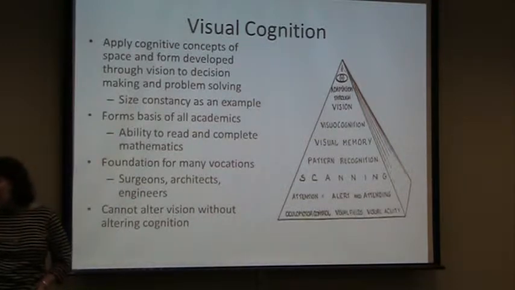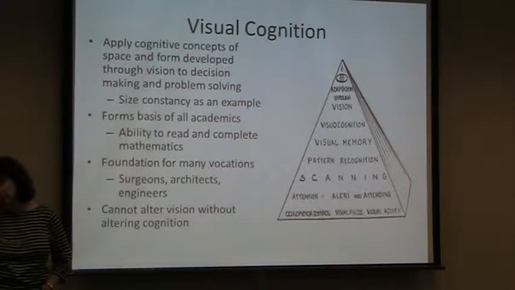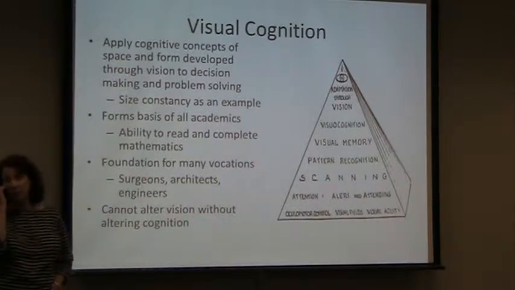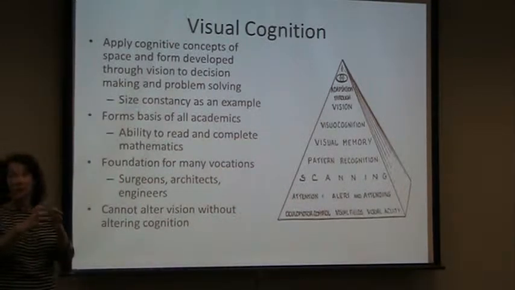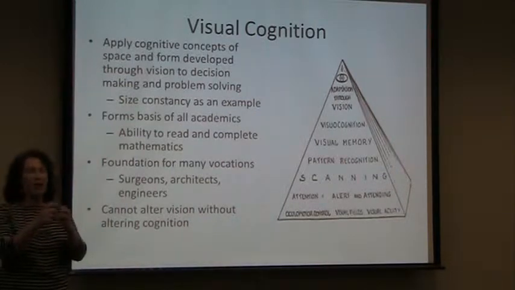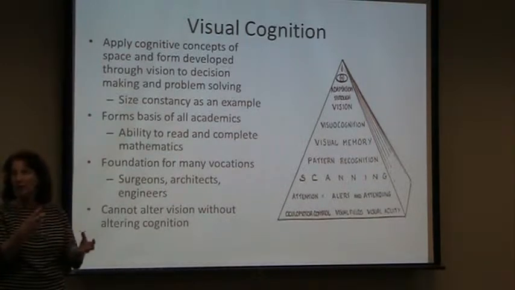So visual cognition: you're applying cognitive concepts of space and form, developed through vision, for decision-making and problem-solving. Size constancy is an example, and Irma, as a pediatric therapist, would be able to speak to this much better than me, because that's one of the stages that kids go through, is learning size constancy, that even if they have their cup that they're supposed to be drinking out of, and they throw it on the floor, even though it looks smaller, it's still the same size, right?